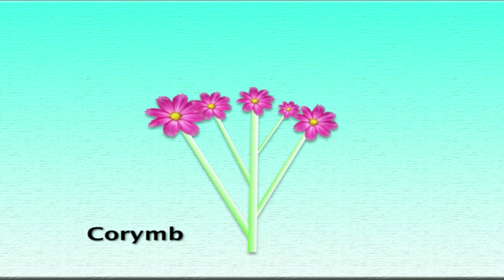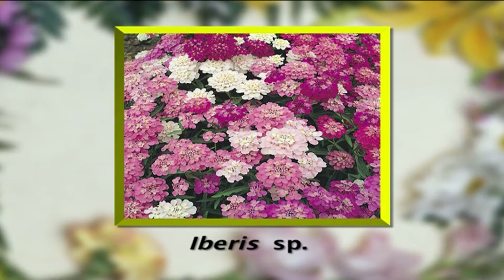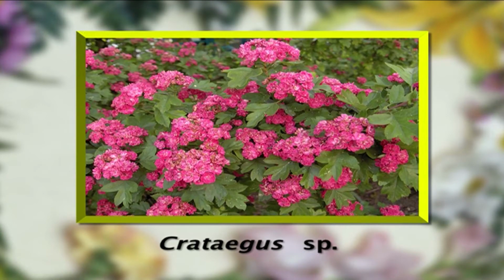In corymb, the main axis is shortened and bears pedicellate flowers in such a manner that they are placed almost at the same level. The lower flowers possess longer pedicels as compared to that of the upper ones, which elevates all the flowers to about the same level. The inflorescence thus appears rounded or flat-topped, with oldest flowers towards the periphery and youngest in the center of the cluster. The best examples of corymbs are Iberis or candytuft and Crataegus, which is hawthorn.